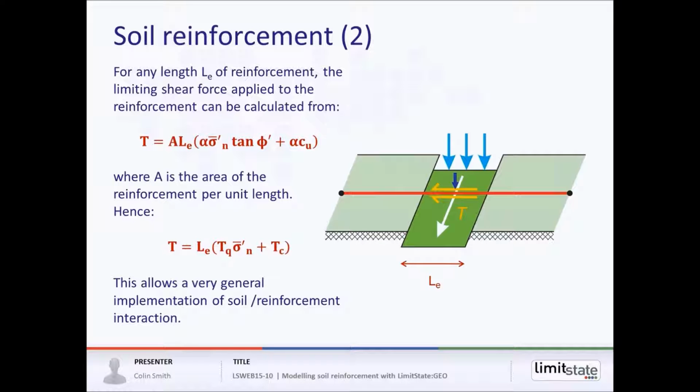cohesive element to that. So essentially, it boils down to an equation here where the shear force or interaction between the reinforcement and the soil is the length multiplied by a coefficient TQ multiplied by the average prevailing normal stress plus another coefficient to do with the cohesion. And formulating it this way means we can provide a very general implementation of soil reinforcement interaction, and there's no need to consider things like pull out, which parts are stationary, etc.